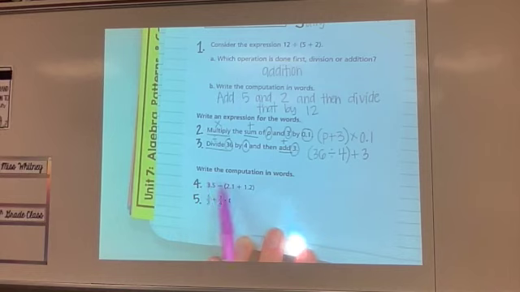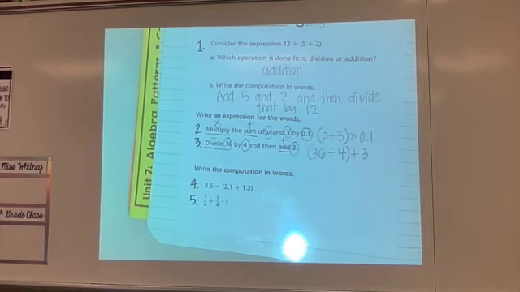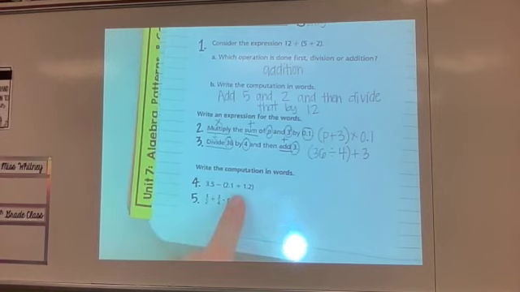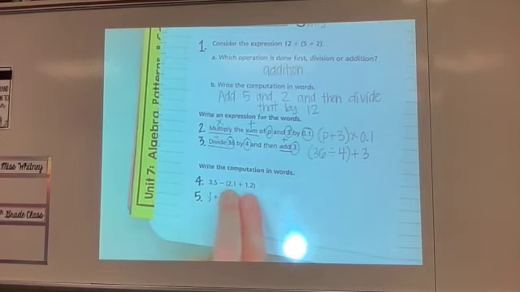These say write the computation in words. So now we're going to go backwards from what we were just doing. They're going to give us the expression. We have to put it into words. So let's start with what we have to do first. What do we need to do first in number 4? The parentheses. So how would I write this in words?